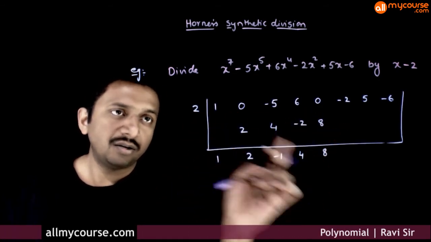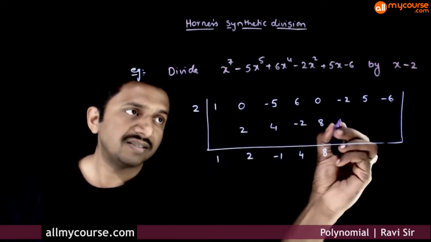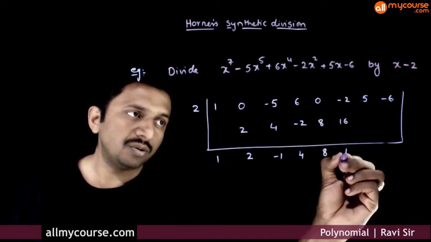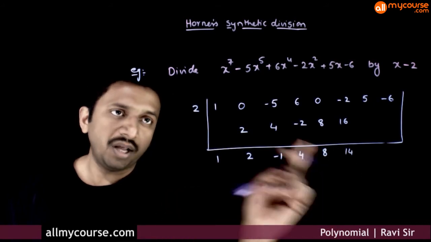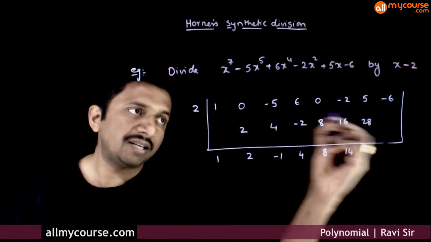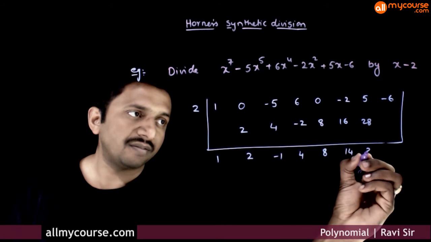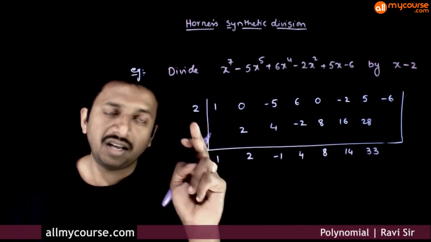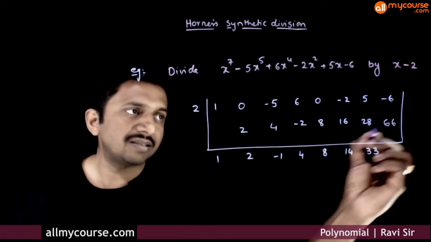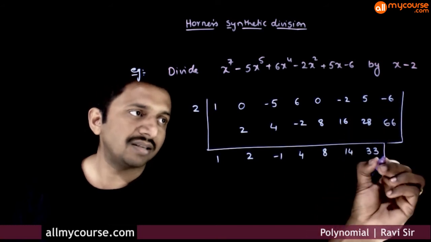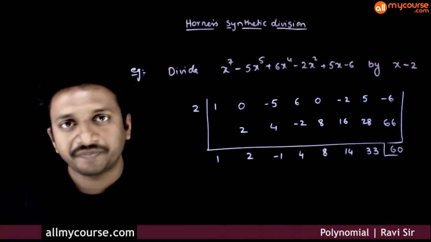8 2s are 16. 16 minus 2 is 14. 14 2s are 28. 28 plus 5 is 33. 33 into 2 is 66. 66 minus 6 is 60.